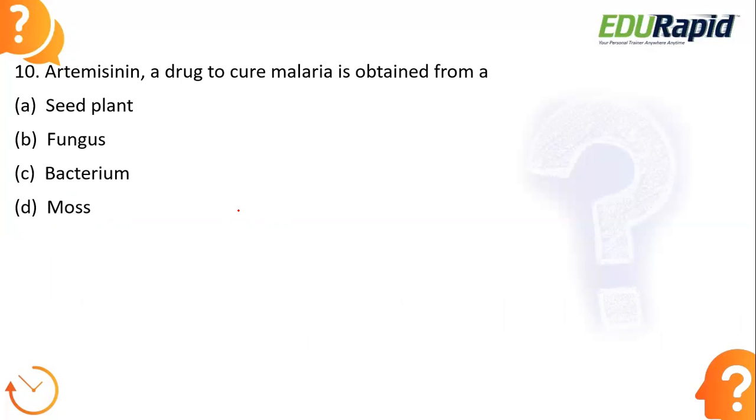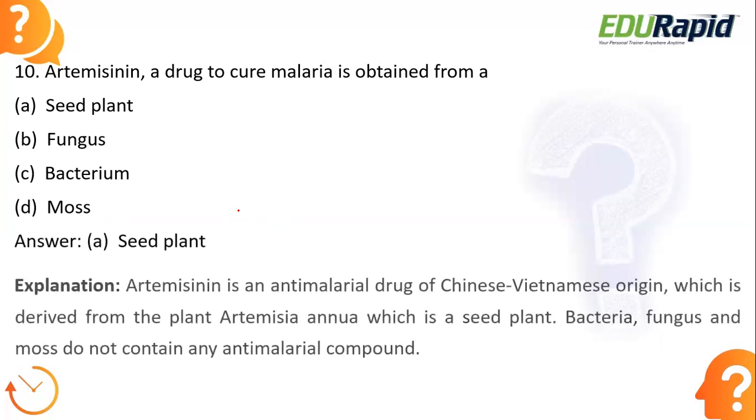And the right answer is option A, seed plant. Okay, basically from one of a seed plant. So artemisinin is a drug which is extracted from the seed of one such plant, which is basically used as a drug to cure malaria in an individual. Artemisinin is an anti-malarial drug, which is basically of Chinese Vietnamese origin. From this origin, we will get this seed plant.